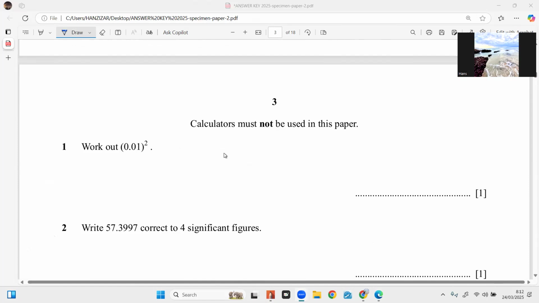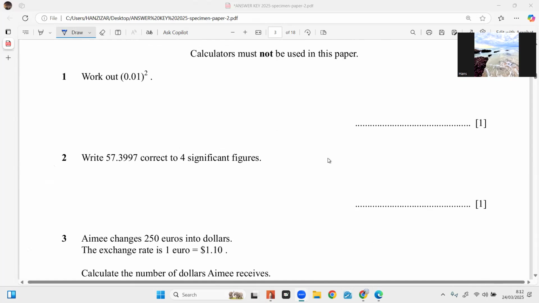Okay, guys. For question number 1, work out 0.01 to the power of 2. Power means you multiply the same number. I prefer to use a fraction to make it simpler. So 0.01 has to be 1 over 100, because it has 2 decimal places. You multiply twice, so 1 over 10,000. You cannot answer in this form because the question is in decimal, so the answer is supposed to be in decimal also.